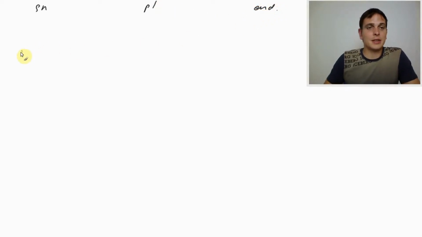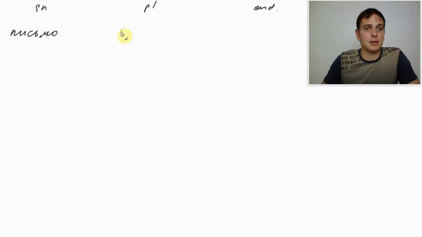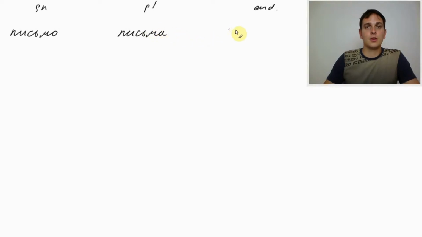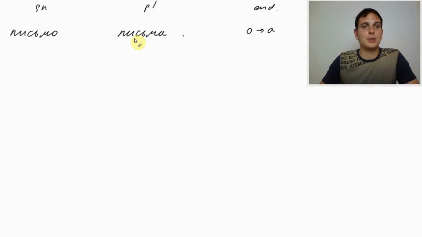Basically, the last examples were письмо, and письмо in plural would be письма. Письмо is letter, письма, letters. We got the change: o changed into a. Письмо, письма.